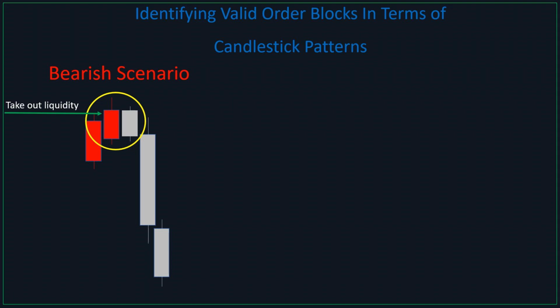In this example, we notice that the order block candlestick has taken out the liquidity of the previous candle, or you can just say the order block candle has taken out the high of the previous candle. We see it right here. So the liquidity has been taken out from this candle, and therefore we're expecting price to reverse from this area and then continue going to the downside.